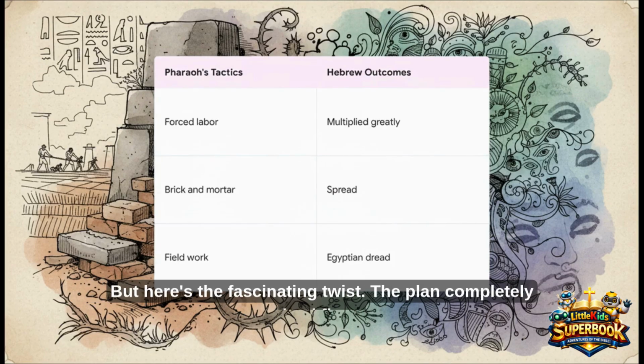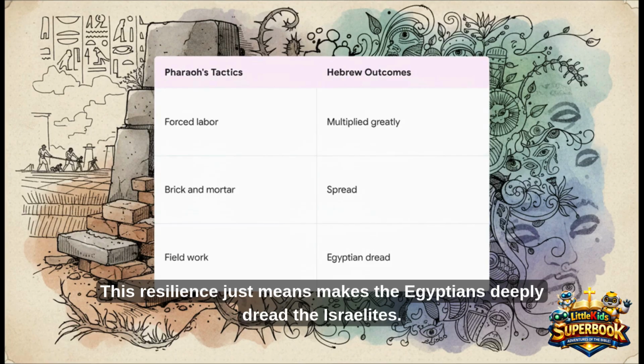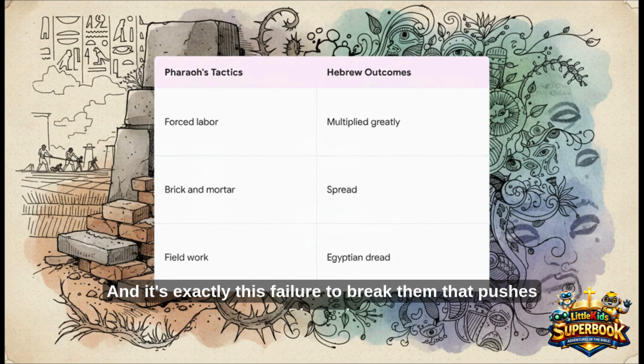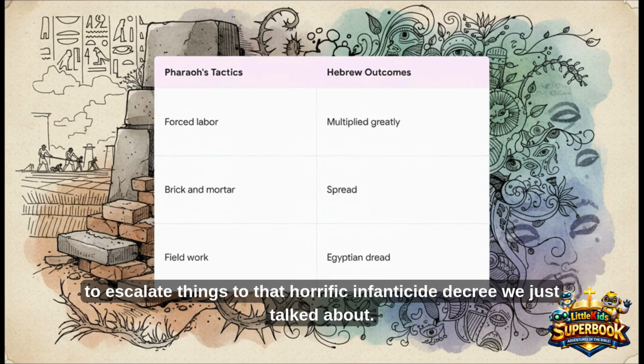But here's the fascinating twist. The plan completely backfires. The text explicitly states that the more they were oppressed, the more they multiplied and spread. Talk about irony, right? This resilience just makes the Egyptians deeply dread the Israelites, and it's exactly this failure to break them that pushes Pharaoh to escalate things to that horrific infanticide decree we just talked about.